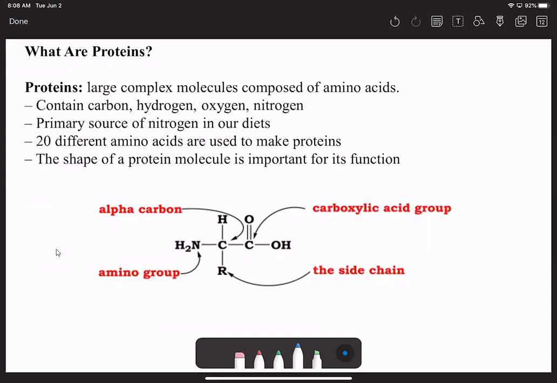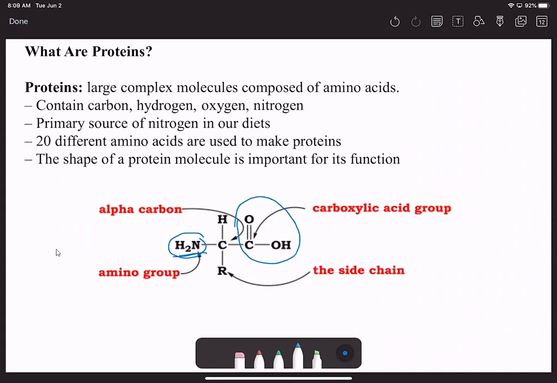So every single amino acid is going to have similar parts to them. Every amino acid has what we call an amine group, an amino group, right? And that's designated here. Every single amino acid is going to have a carboxylic acid group. Out of our 20 different amino acids, those will always remain constant. We'll have a carboxylic acid group and we'll have an amino group.